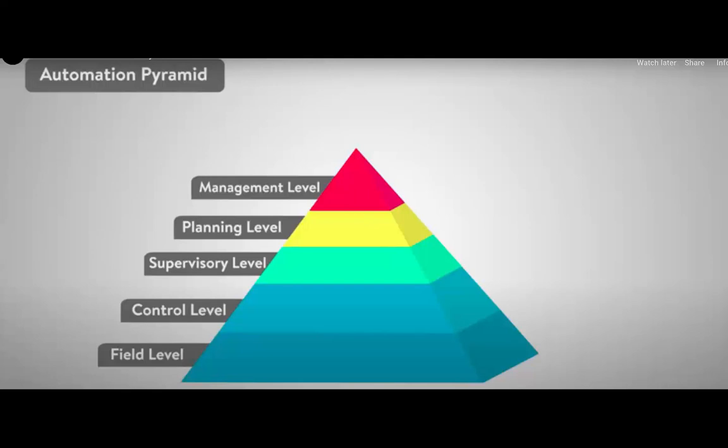The next level of the automation pyramid is known as the networking level. We have seen the networking level, but again it is just the connection between the control level and the supervisory level. Then the supervisory level, in this level the PLC or the information from other control devices is utilized in SCADA.